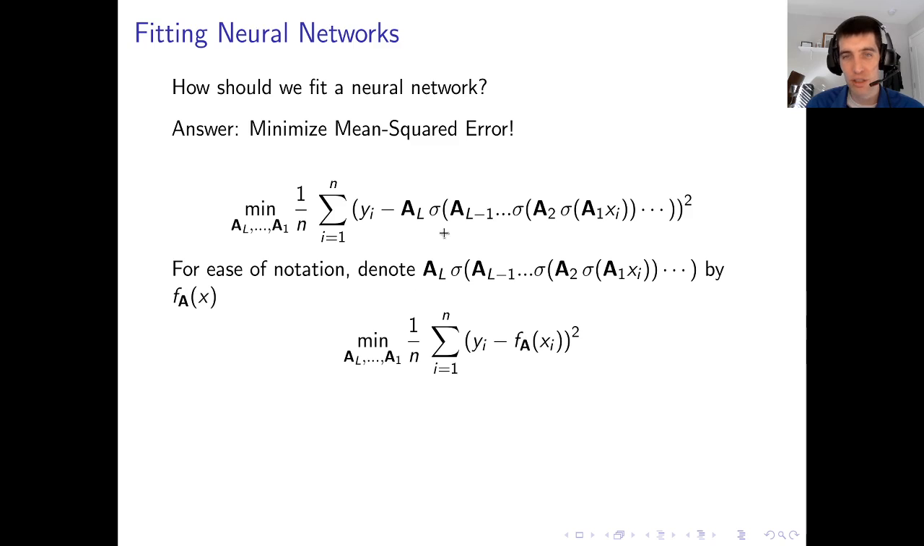To ease my notation a little bit, so I don't have to write this as my output every time, I'm going to let F sub A of x be the output of my neural network. So I'm going to combine these matrices in some big A, and then say F sub A of x_i is my prediction of y given an input x_i.